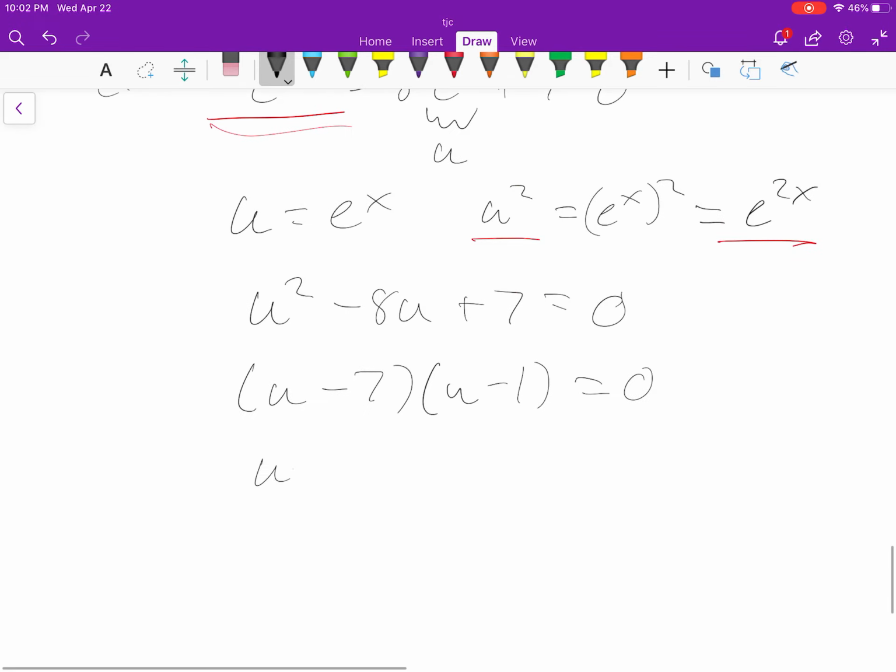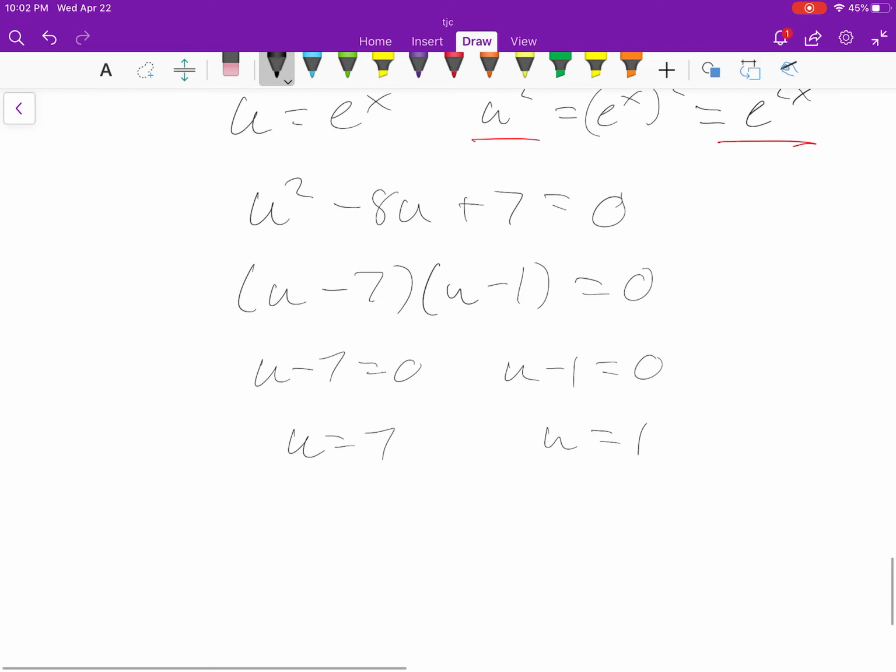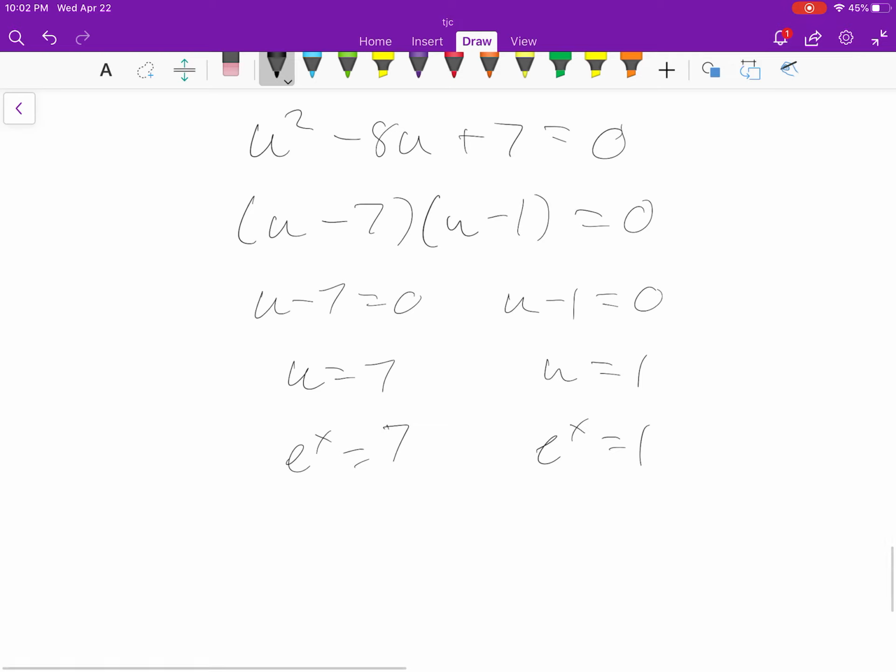You set each of them equal to 0. Here you get u equals 7. Here you get u equals 1. And we've solved for u, but we weren't really solving for u. We're solving for x. But we know what u is. u is e to the x. So here we have e to the x equals 7. Here you have e to the x equals 1. Okay, we're going to take ln of both sides to get rid of the e to the x.